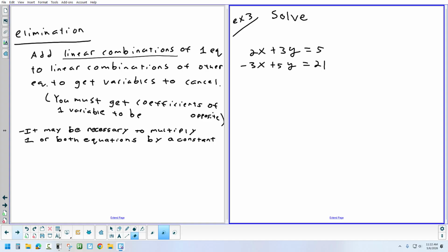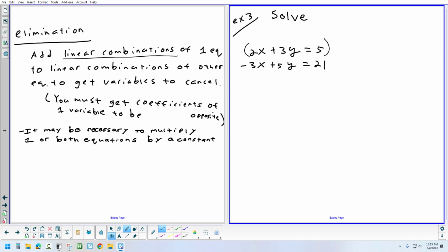To figure out the number, look at what's in front of x now. You have a 2 and a 3. Think of a number that 2 and 3 both divide into evenly. What's a number that 2 and 3 both divide into? 6. So that's the goal. We need one of these equations to have a 6 in front of the x. We need the other one to have a negative 6. And because you picked 6, we shouldn't need to use any fractions.